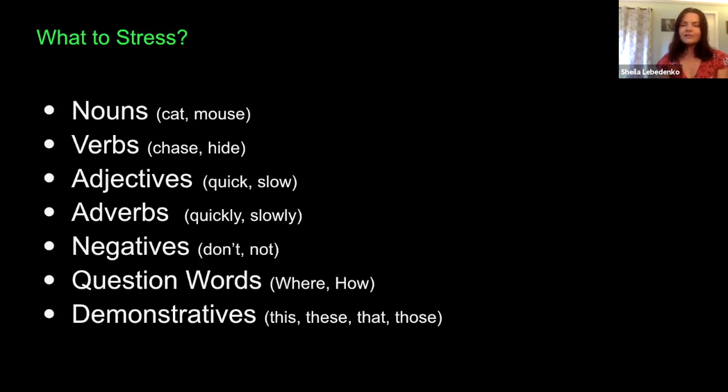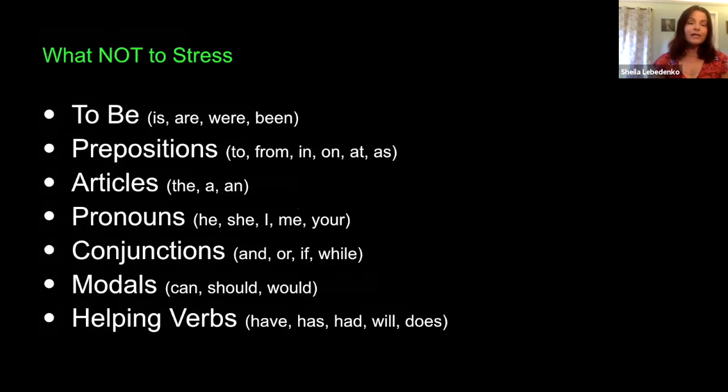And finally, this one people tend to forget about if they're not native speakers would be demonstratives. Demonstratives are this, these, that, and those. They also get stressed. Now, what do we not stress? Well, everything else, right? We don't stress to be verbs: is, are, were, been, etc. We don't stress prepositions like to or from.